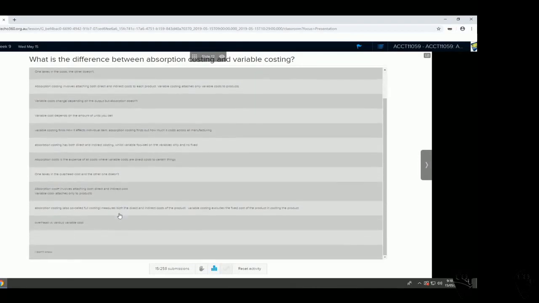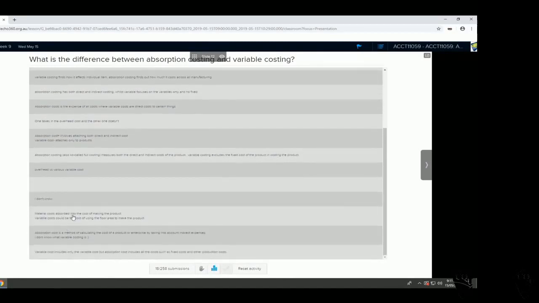One takes in the overhead cost and the other one doesn't. That's not right. Absorption cost involves attaching both direct and indirect costs. Variable costing attaches only variable costs to products, which is correct. Absorption costing, also called full costing, that's because we're putting in both direct and indirect costs. It measures both direct and indirect costs, and variable excludes the fixed. Overhead versus variable costs, I don't know. Material costs absorbed in the cost of making the products.